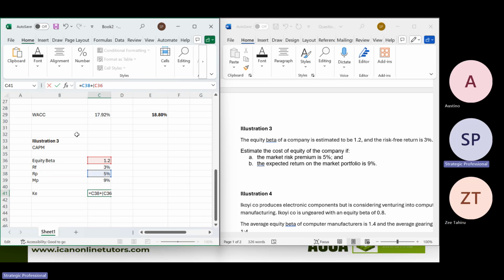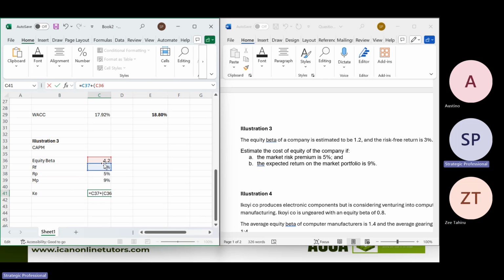Okay. So you're looking at it. Okay, so we made an error somewhere. We said C38. It's not supposed to be C38. It's supposed to be the risk-free rate now. The risk-free rate, RF, 3%. C37. So, like I said, there are two ways you can do this.